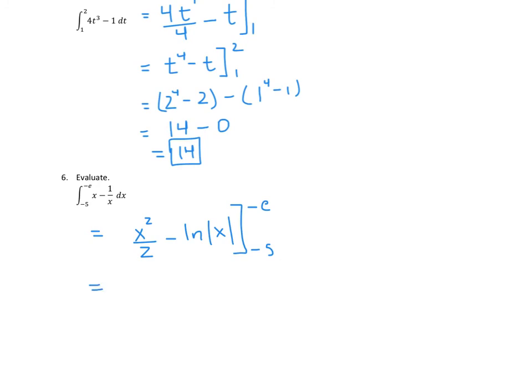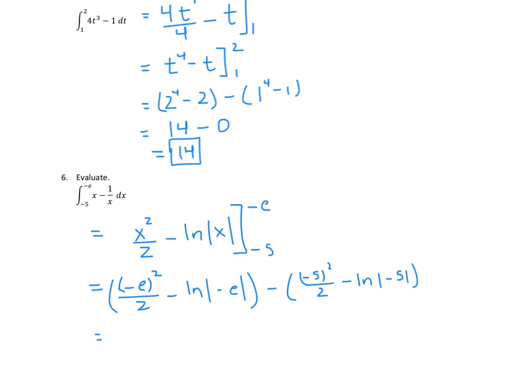Alright, so here, plugging negative e in, we have negative e squared over 2 minus the natural log of the absolute value of negative e. And then we're going to subtract from that what we get when we plug -5 in. So we have -5 squared over 2 minus the natural log of -5. Alright, so when we simplify this, negative e squared, when we square -1, it becomes +1. So this is going to look like 1/2 e squared. And then we have minus the natural log of the absolute value of negative e. The absolute value of negative e would make it positive e, and we know that the natural log of e is 1. So this quantity here is just a 1.